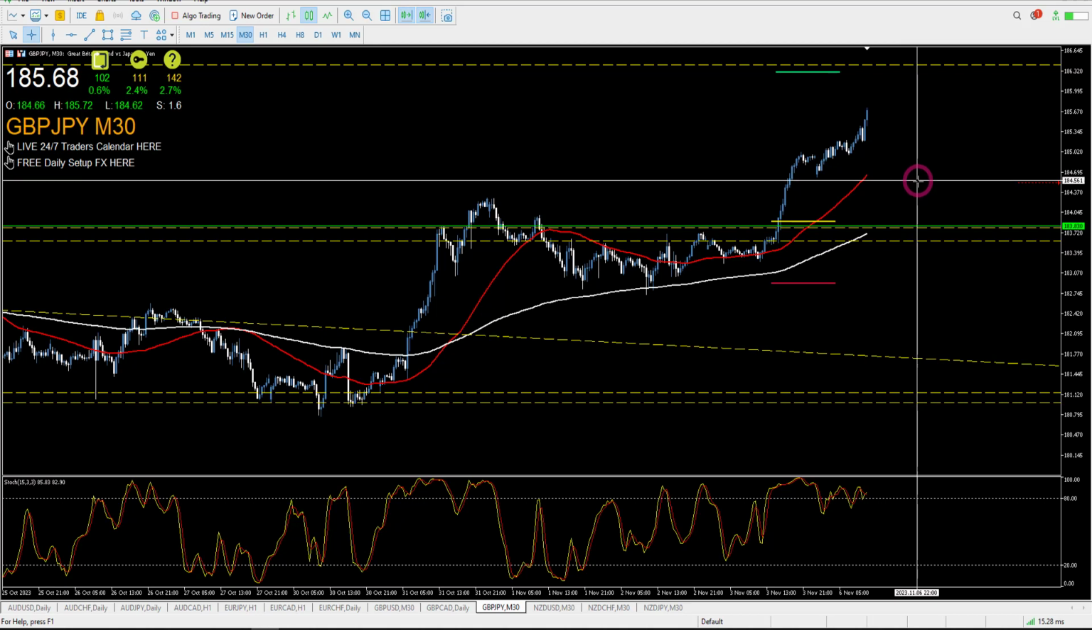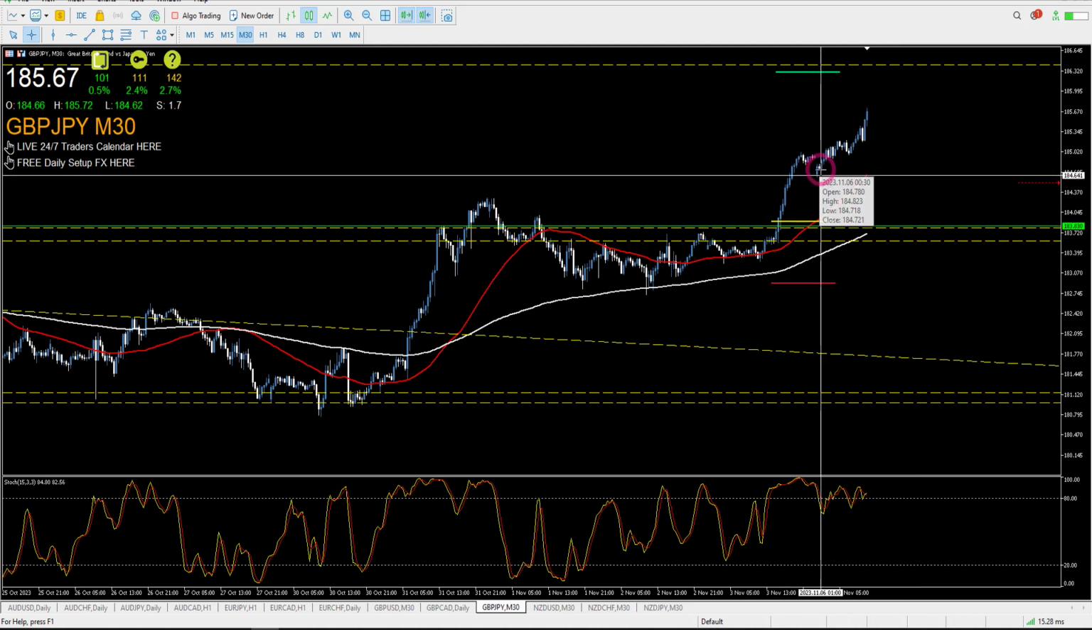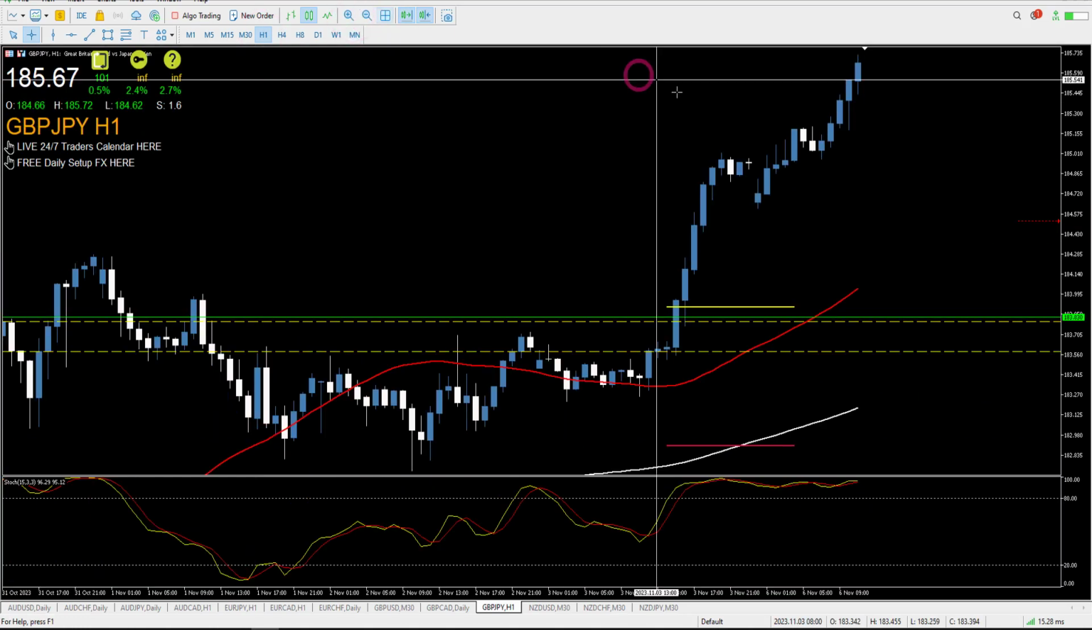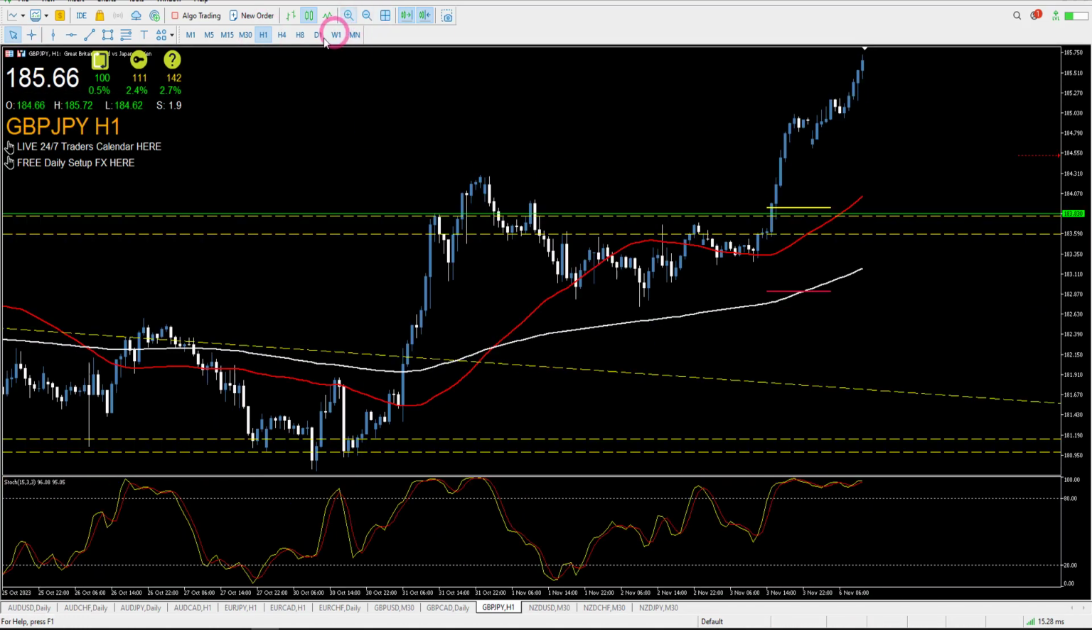I've set an alert back down here at 184.50 near this hourly low, but just go up to the hourly chart, sorry. It's this hourly low in there. I'm looking for a pullback basically to get into this move.